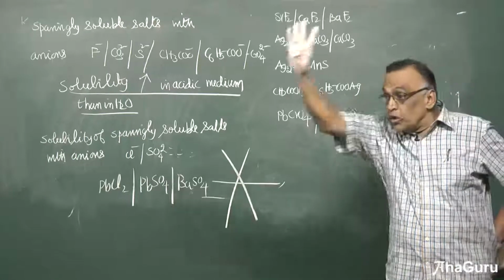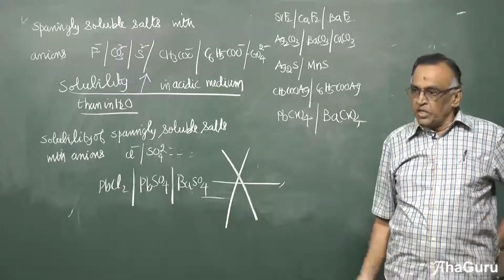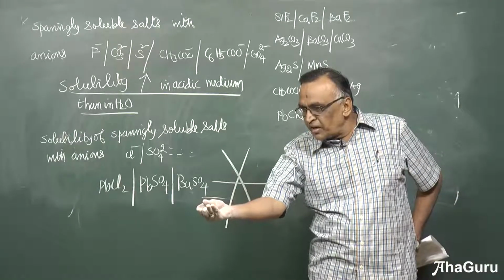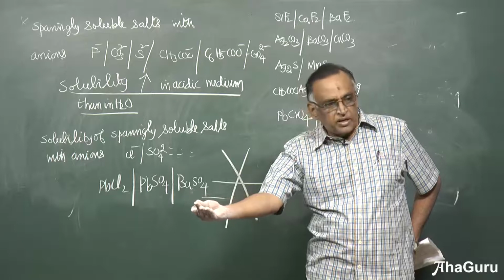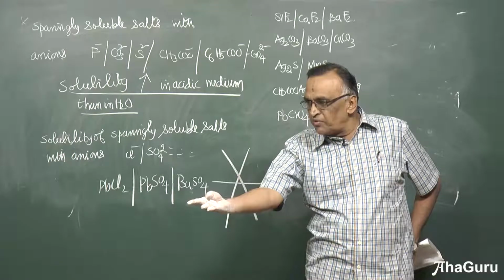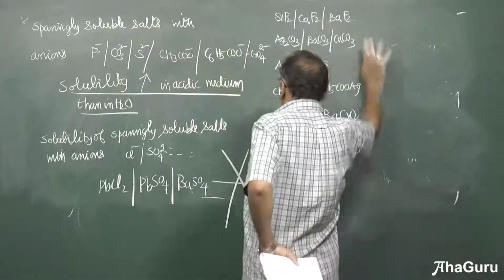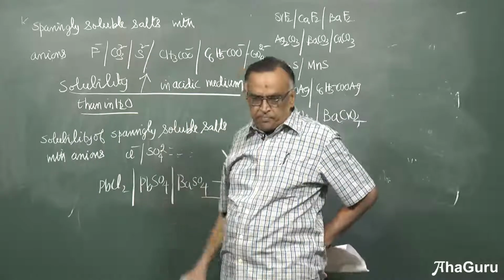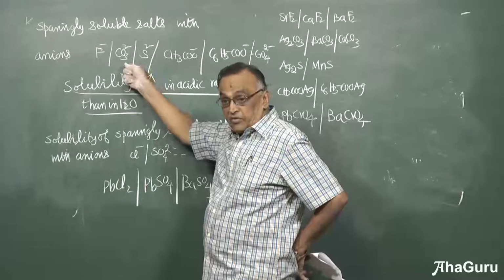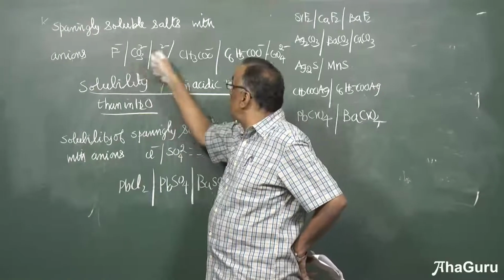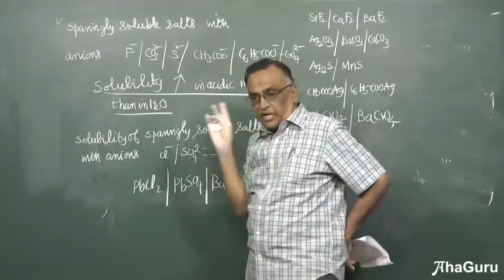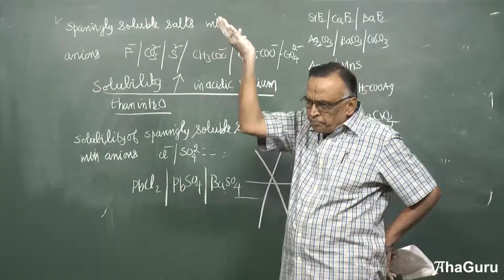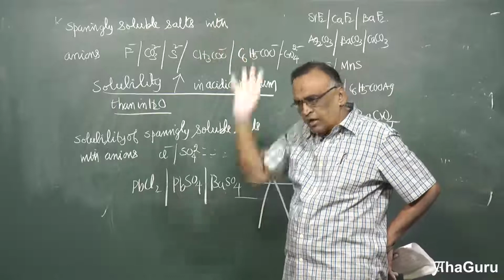So it is not a universal factor. Common ion is a universal factor. Diverse ion is a universal factor. Temperature is a universal factor. Complexation is a universal factor. This does not affect the solubility of all sparingly soluble salts in the same way. These set of salts with anions like fluoride, carbonate, sulfide, acetate, benzoate, chromate, etc. The solubility is more in acidic medium than in water.